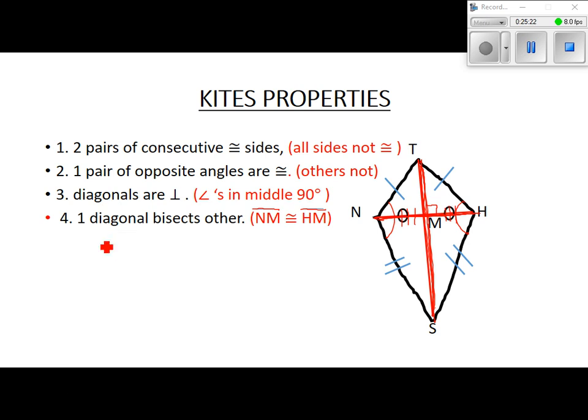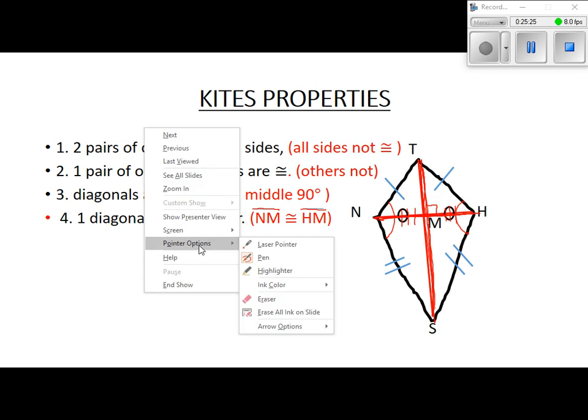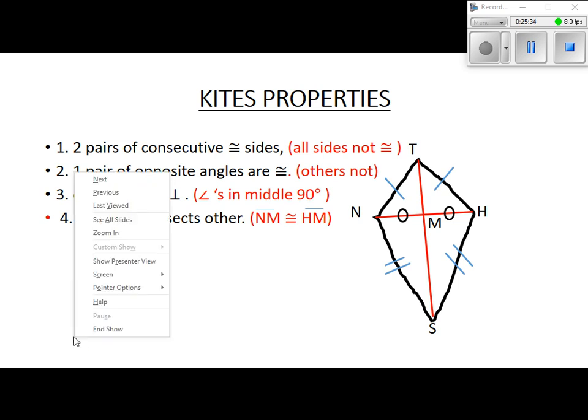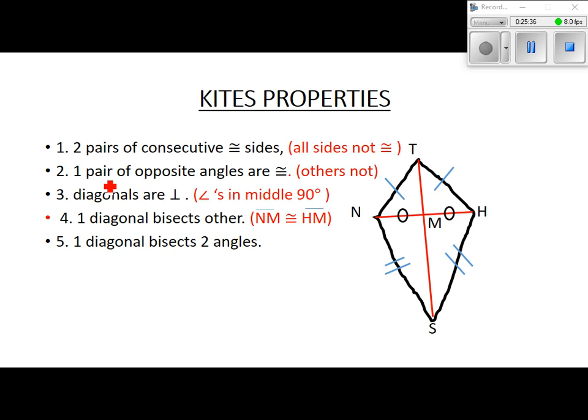And I drew all that on there. I should probably erase everything so you can see it a little better. So those two parts, segment NM and segment HM, have to be congruent. One diagonal bisects two angles.